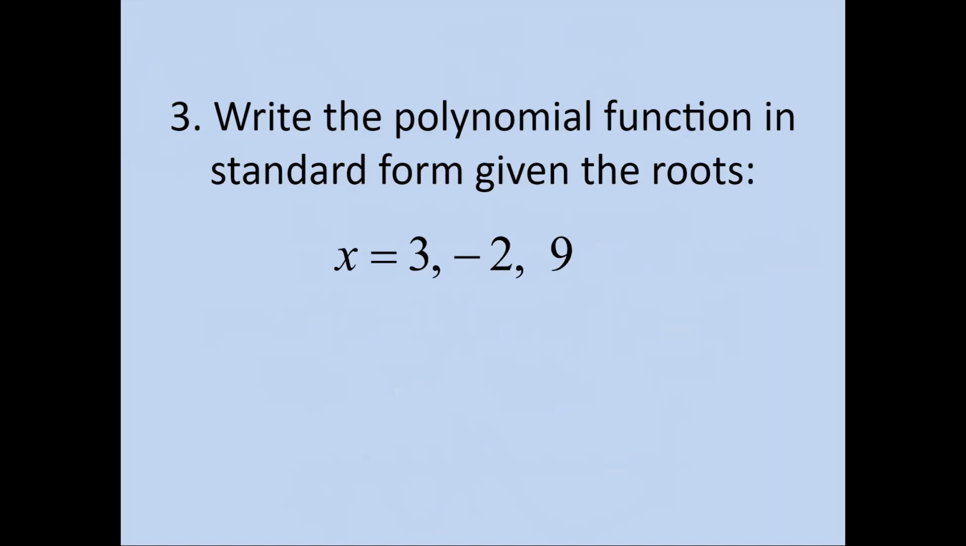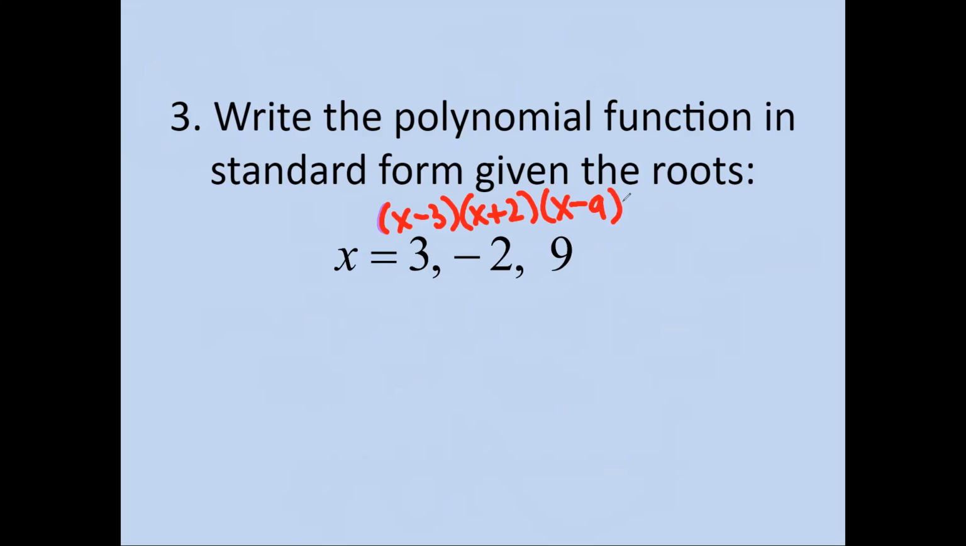So on this one, we're going to write a polynomial in standard form. So when we're doing this, this 3 comes from x minus 3. The negative 2 comes from x plus 2. And the 9 comes from x minus 9.